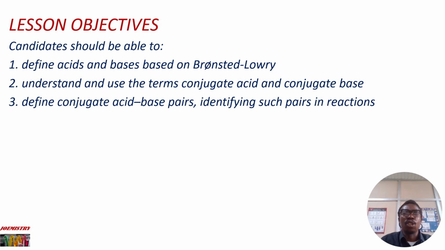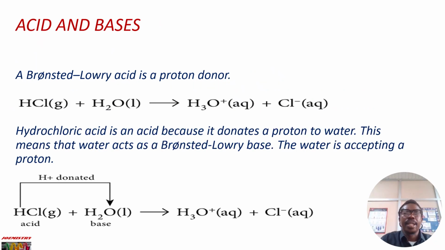Then we're going to define conjugate acid-base pair, and identify such pairs, conjugate acids and conjugate bases, in reactions. So please, I want us to listen attentively and get the best from today's lecture. So we are looking at acids and bases based on the Bronsted-Lowry definition.